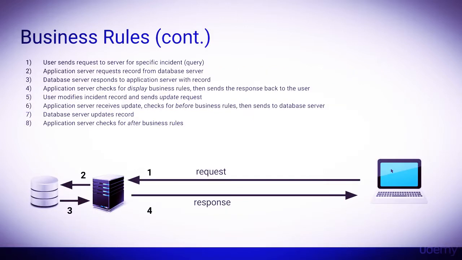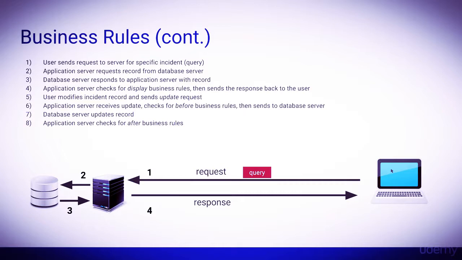Now let's go over a quick example. We have a client or browser on the right side and the application server on the left side, along with a database server. The client makes requests to the application server, and the application server sends responses to the client. The application server also communicates with the database server to save or query data. In this example, the user first sends a request to the server for a specific incident. This would be a query request.